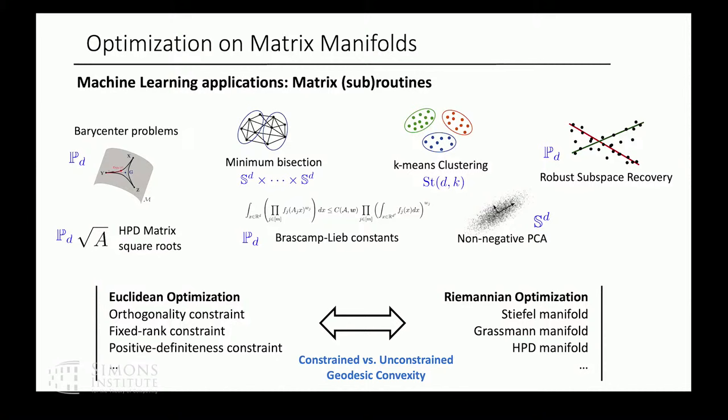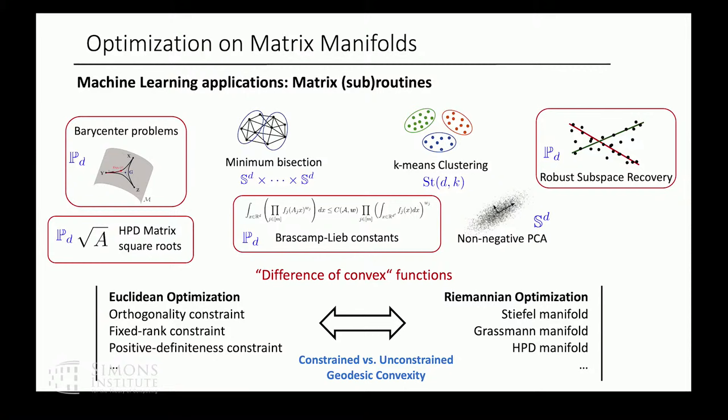In this talk specifically, we will assume that the problems have an additional structure, namely that they can be written as a difference of convex functions, and we will properly introduce that class of problems shortly and see what that means. But several of the example problems here on the slide do fall into that category.